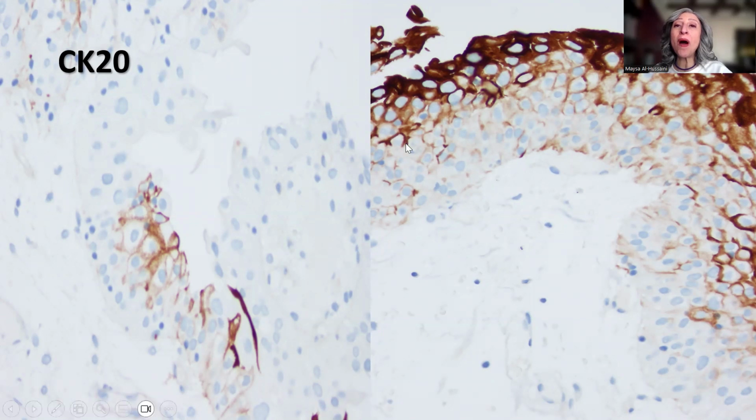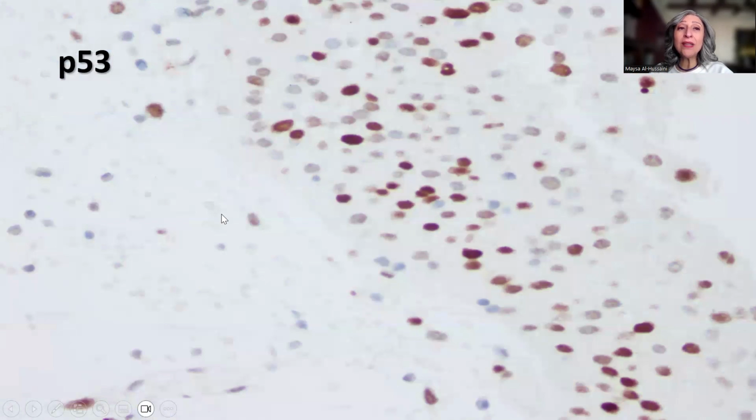slightly more widely expressed. However, this was only confined to the superficial layers of the epithelium, which gives us a clue that this is probably only because of regenerative changes rather than a true dysplasia or atypia, because we do not really have full thickness involvement of the urothelium by cytokeratin 20.